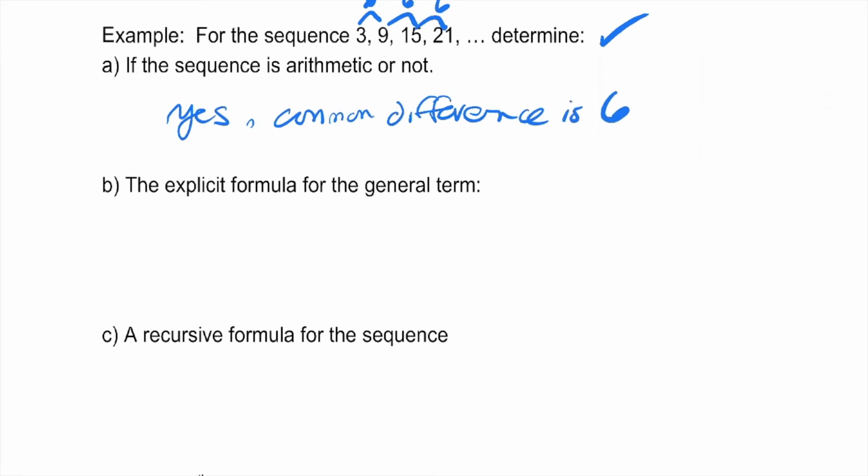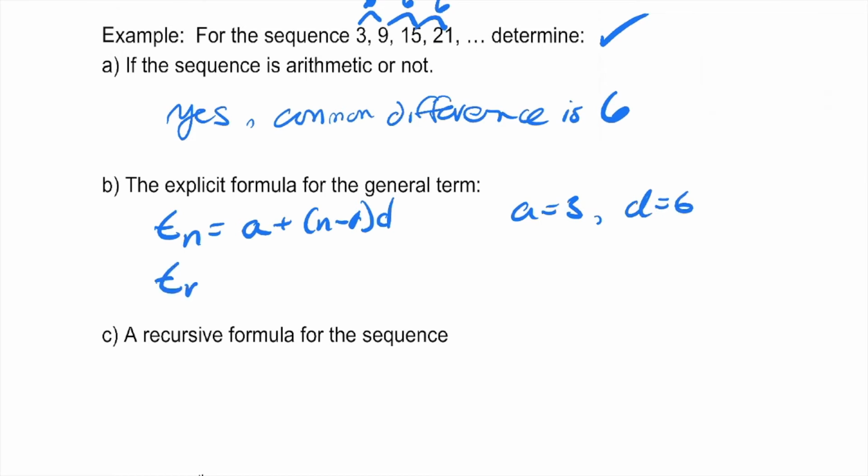Now let's write the explicit formula. Again, we have to memorize this: T of n is going to be a plus n minus 1 times d. In this case, we know that a is 3, and we just said the common difference above is 6. So our general term, or explicit formula, is 3 plus n minus 1 times 6. I'm actually going to write the 6 in front of that, so it looks like that. Let me clean that up a bit.